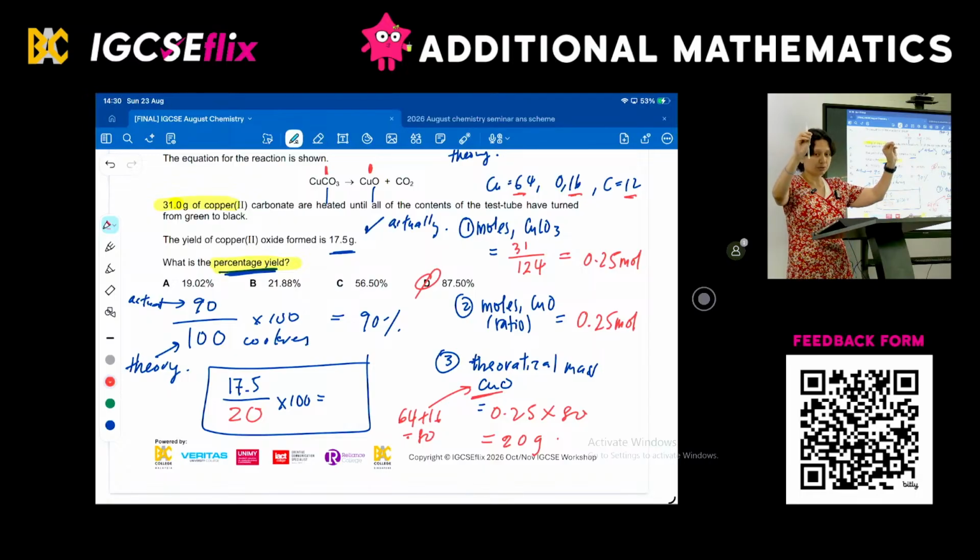Okay, I give you all 2 minutes to digest this information. If you don't understand, ask me. Not sure, ask. Okay? If you're digesting, digest. If you've digested it already, try question 6. Question 6, I'll just give you 5 minutes to try.